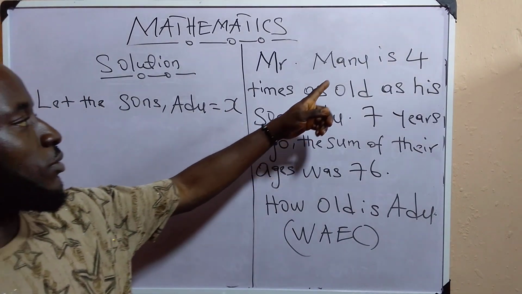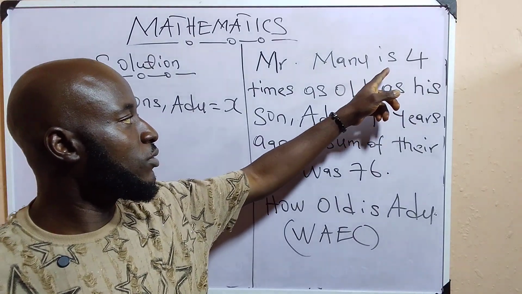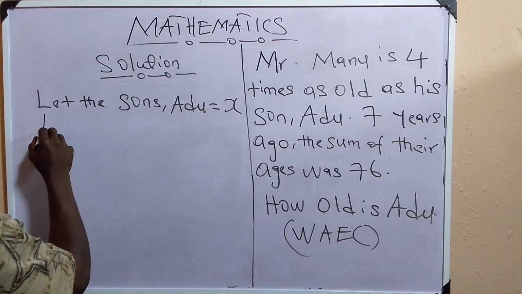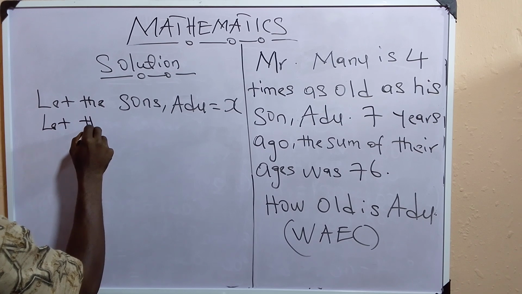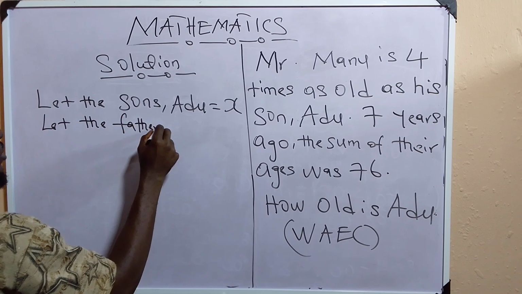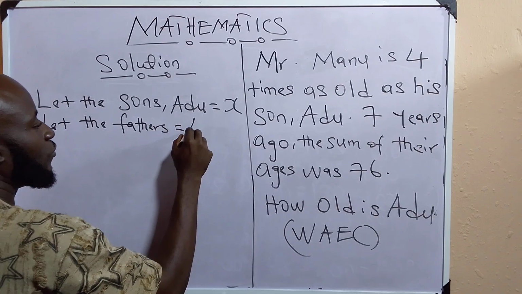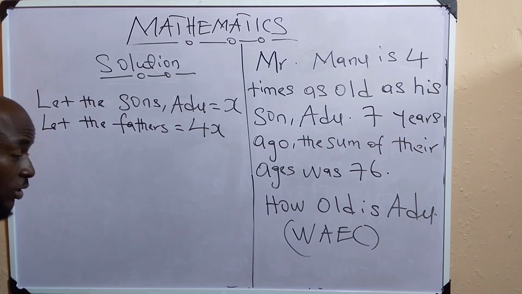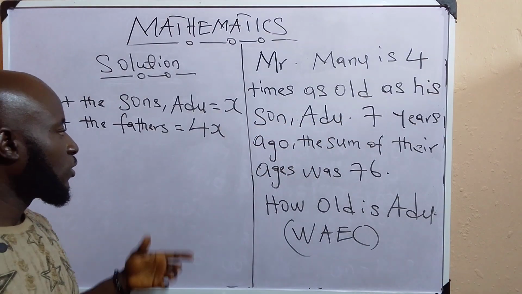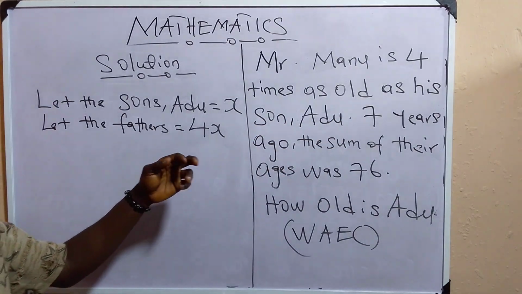Then of course they say that the father, Mr. Manu, is 4 times as old as his son. So let the father's age equal 4x, since they say he is 4 times as old as his son. So this is from the first statement. Then let's go to the second statement.